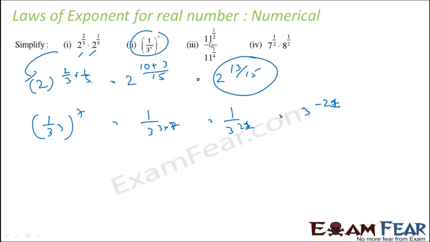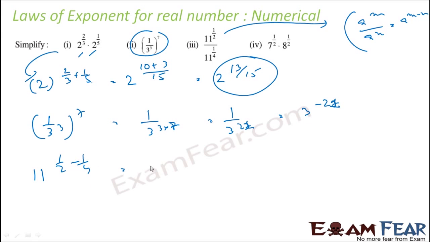Let's take this one. 11 to the power 1 by 2 divided by 11 to the power 1 by 4. I can write as 11 to the power 1 by 2 minus 1 by 4. So a to the power m by a to the power n is a to the power m minus n. Same formula I can use here. So this becomes 11 to the power 1 by 4. 1 by 2 minus 1 by 4 is 1 by 4.